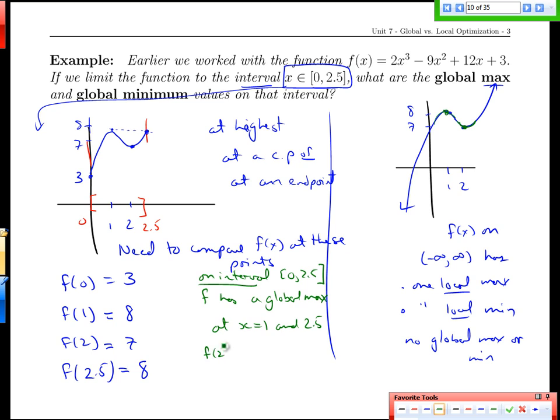And f of 2 is just a local minimum. It is not a global minimum because I can get lower somewhere else. And f of 0 is the global min. On this interval, the function's decreasing, and if I cut it off at 0, I can't go any further. That's going to be the single lowest point on this entire 0 to 2.5 interval. So we're going to study the contrast between these two scenarios, this open-ended interval here, where in fact there's no global max or min, and what happened when we restrict the domain ourselves.